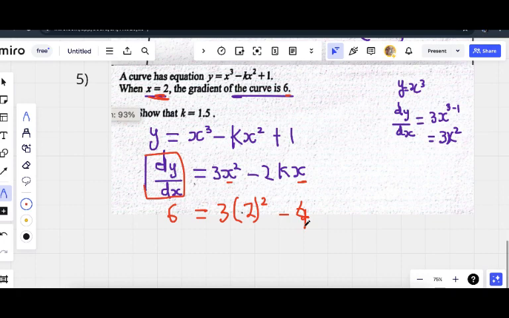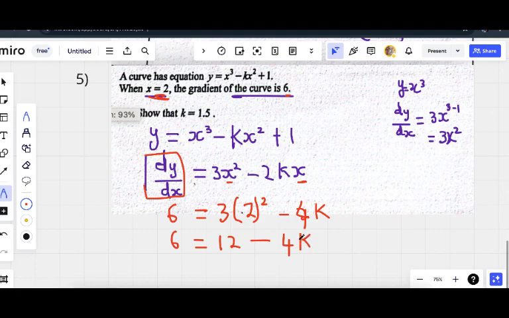How do I have 4k? Here is 2, and 2 times negative 2 we get negative 4, so we have negative 4k. k does not have a value, it is what we are looking for. So we move to the next step, we say 6 equal to 2 squared is 4, 4 times 3 we get 12. So here we have 12 minus 4k.